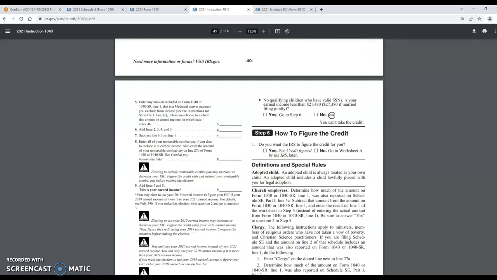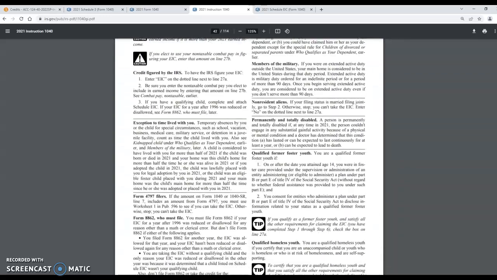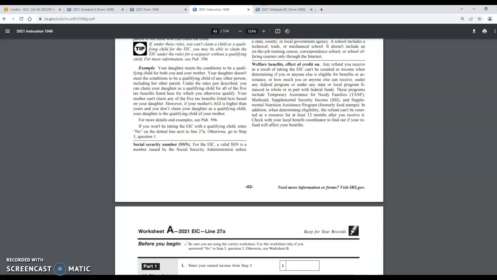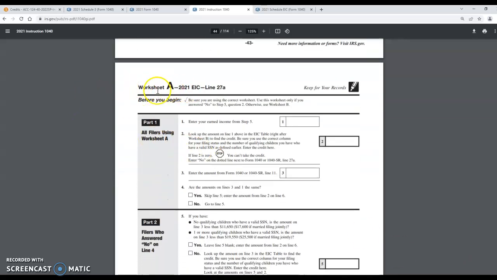Okay? So we've gone through all the steps to make sure that John qualifies. He's a U.S. citizen. He's got a Social Security number, all that stuff. He doesn't make too much investment interest, all that stuff. We figured out John can do it, and we also went through and figured out that Johnny, his son, qualifies for EIC. So you can just skip through the rest of this and go straight to Worksheet A. Okay?